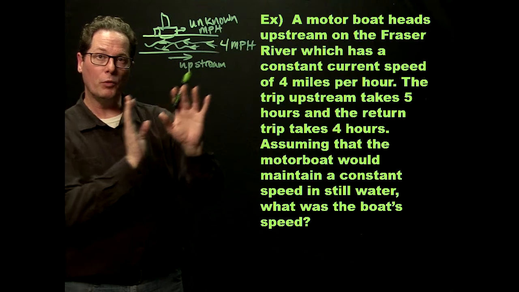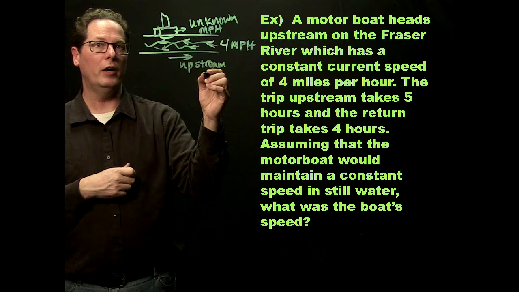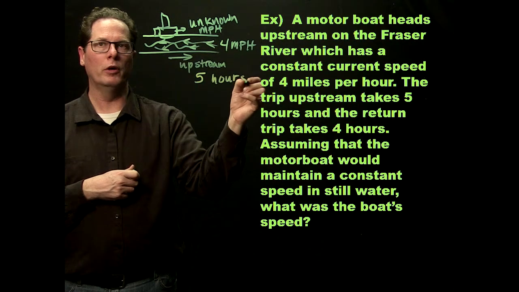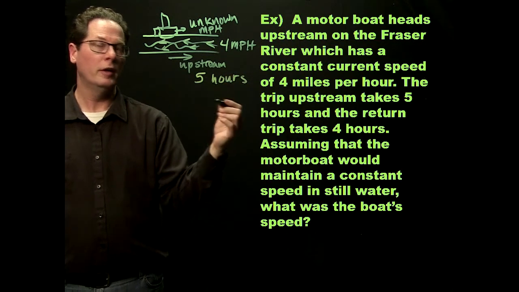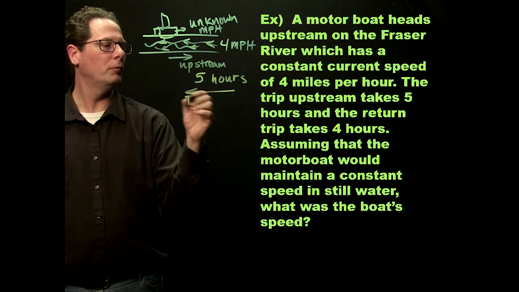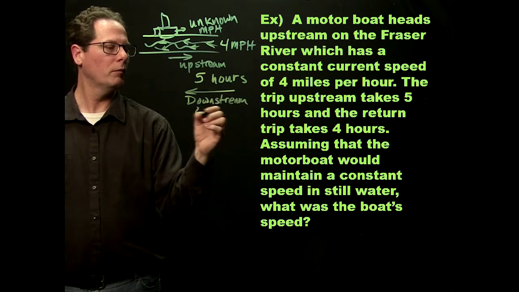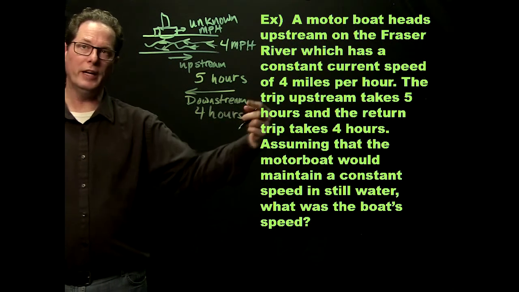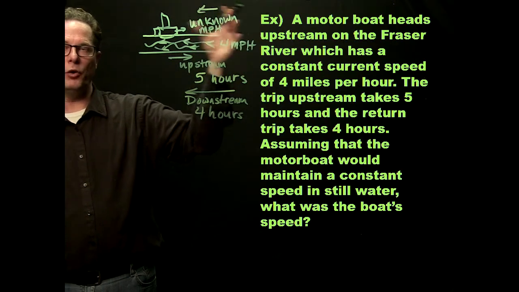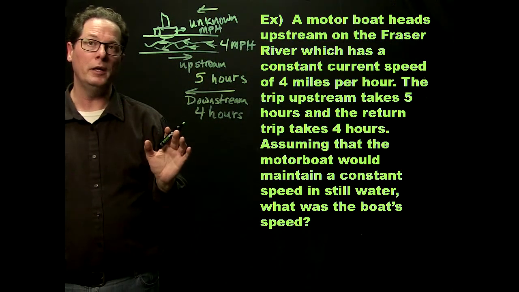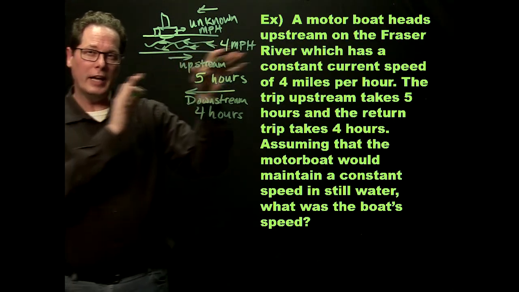Now, there's more information here. The trip upstream took 5 hours. Now remember, we're going slower as we're going upstream, because we're fighting against the current. Now on the return trip, the downstream trip, it only took 4 hours. In this case, we're gaining the 4 miles per hour. If we're going back down the river, that 4 miles per hour is added to our constant speed of our unknown miles per hour. So this is a kind of give and take.